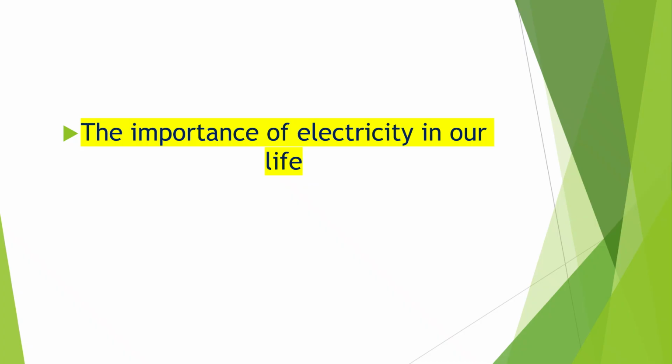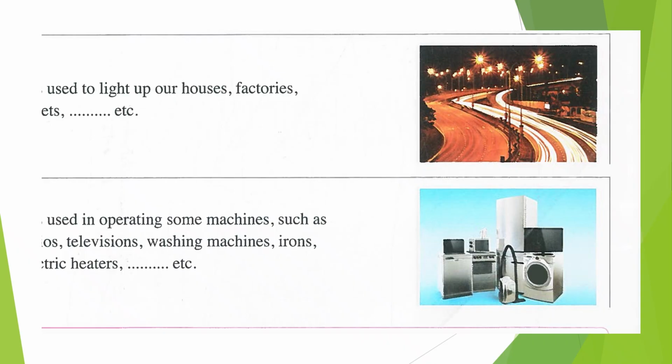You can say we use it to operate our home devices like the washing machine, the fridge, televisions, computers, and many other home devices. We can also use it to light our homes, hospitals, shopping malls, and many other places. So the uses of electricity in our life, as I said, are to light up our homes and factories, and to operate our home machines like heaters, televisions, washing machines, and many other devices.